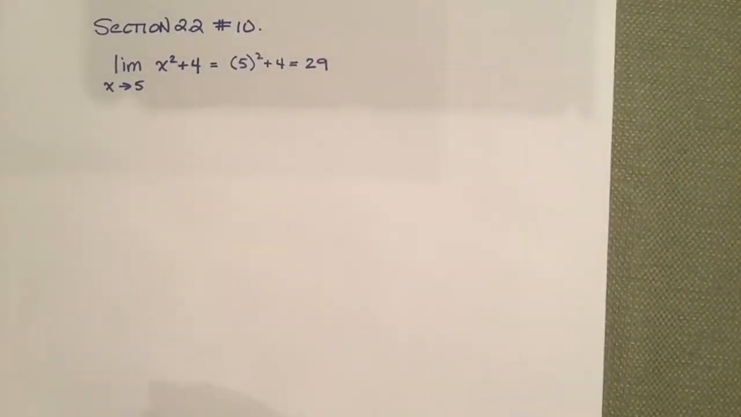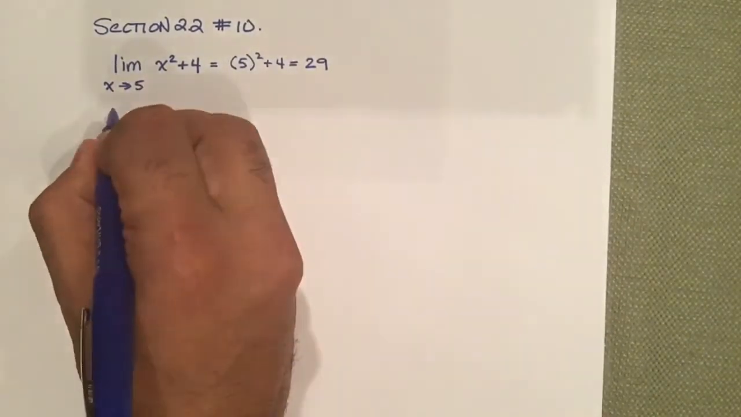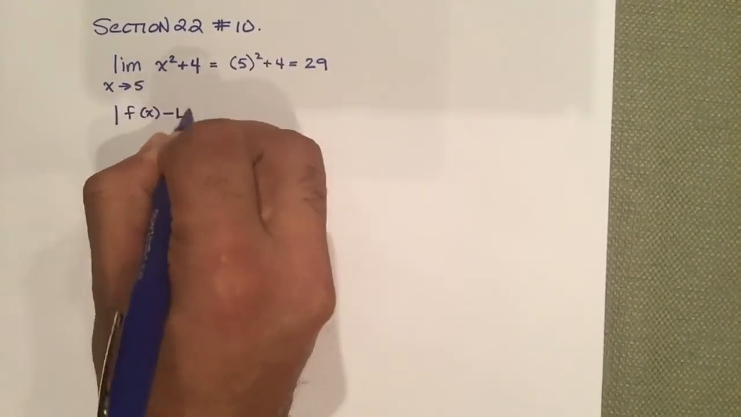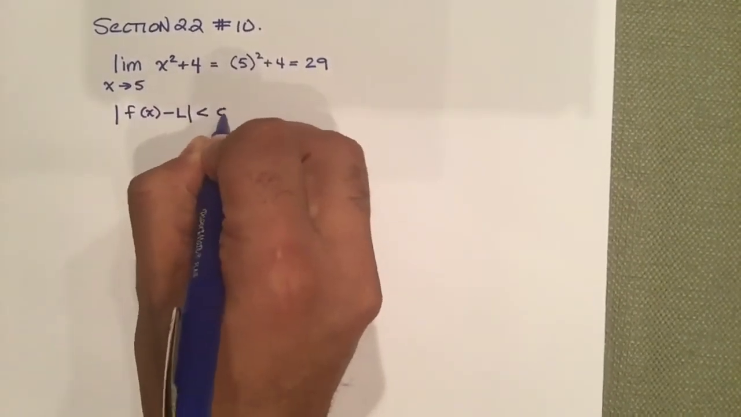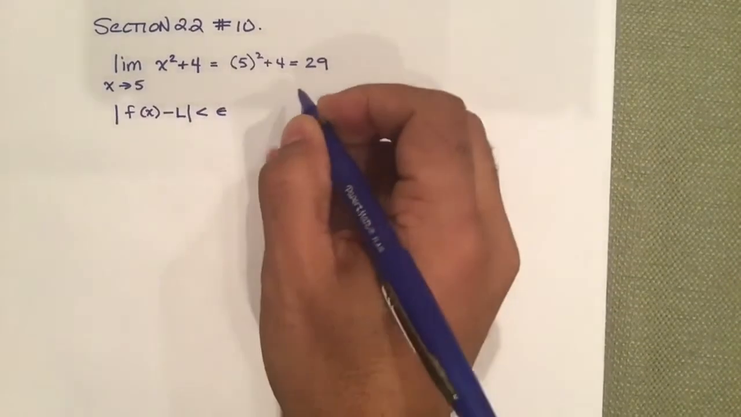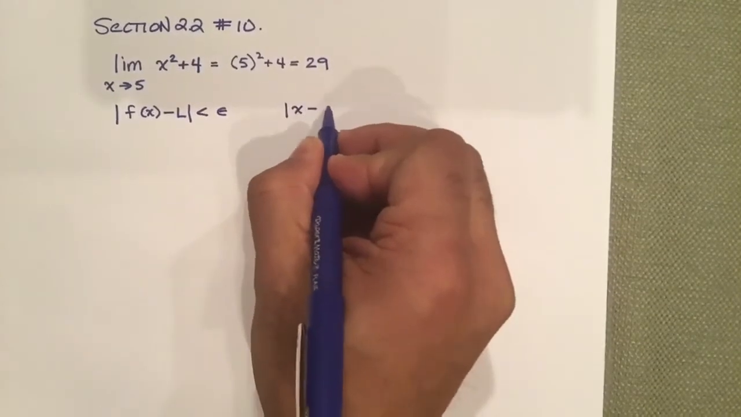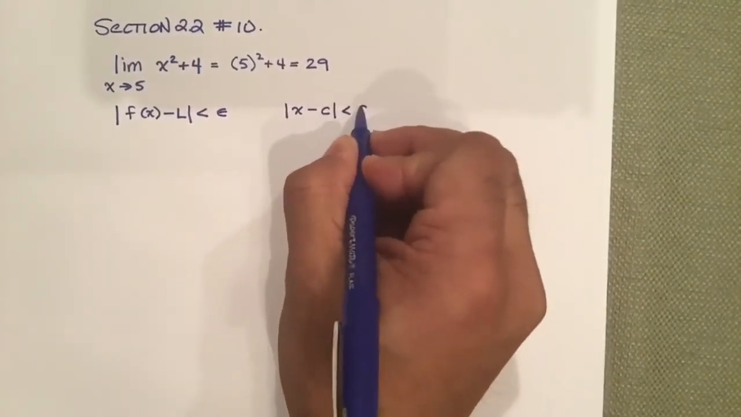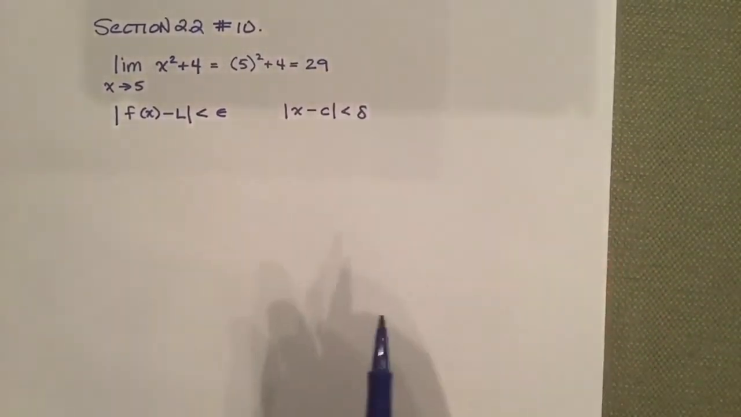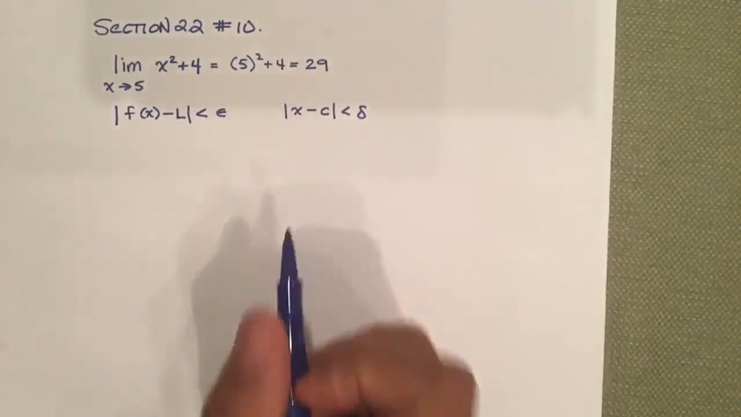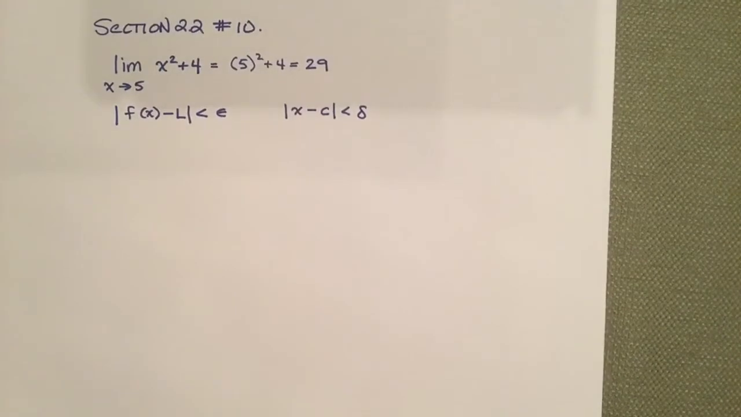Now, the hard part of the problem is to prove that this limit is actually equal to 29. And we start with the absolute value of f of x minus L is less than some arbitrarily small number epsilon. And we want to get from there to the fact that the absolute value of x minus c is less than some delta. So if we can show that these two are related to each other, that if one is true, the other one is true, then we have proven that the limit exists.